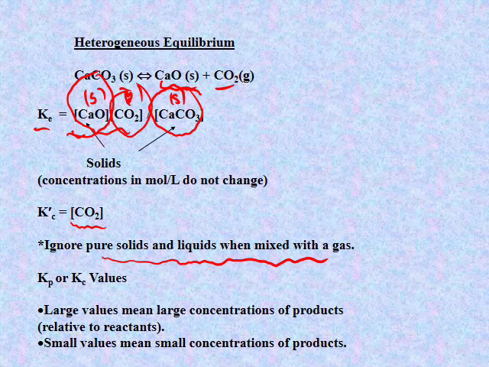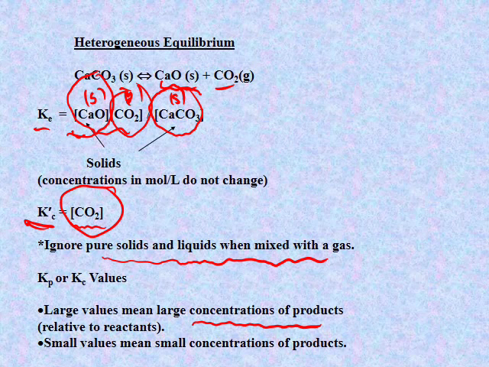Now, large values of equilibrium constant mean large concentrations of products. In this case, you can see it better. If I have a large value of equilibrium constant, that means I have a large concentration of carbon dioxide. On the other hand, if the equilibrium constant is small, that means I have a smaller amount of product.